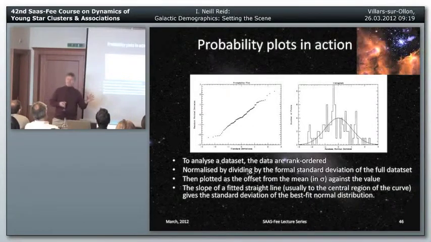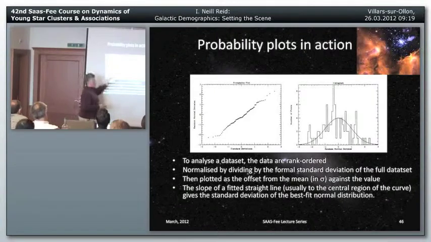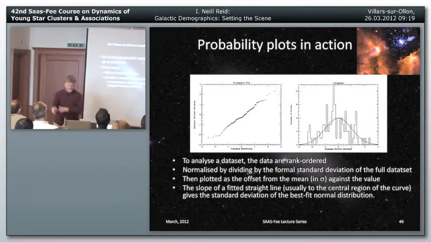The other thing is it's good for seeing if there are cases where a distribution clearly has two components in it. You get two straight lines. We'll show this later on when it comes to talking about the velocity distribution in the disk. It really is a simple tool to use, and it's very powerful. So maybe I'll talk a little more about this later on.